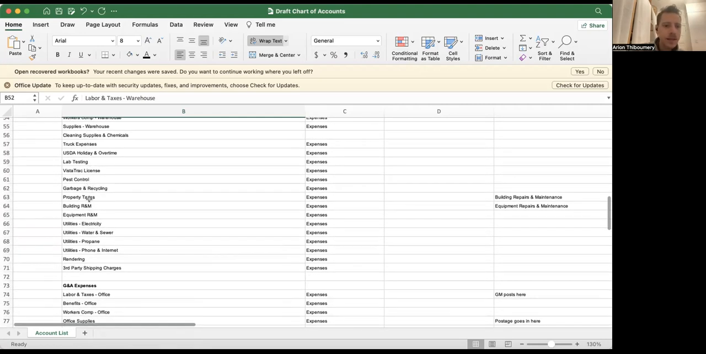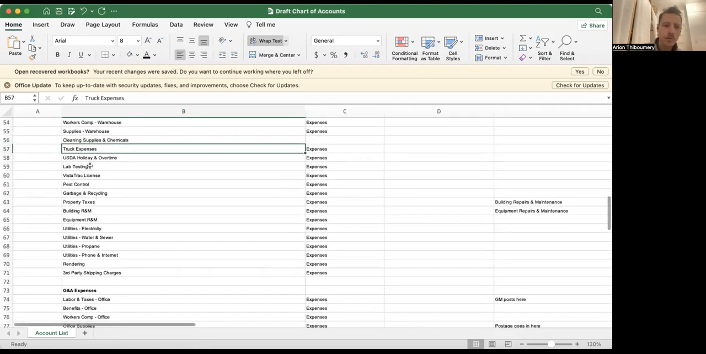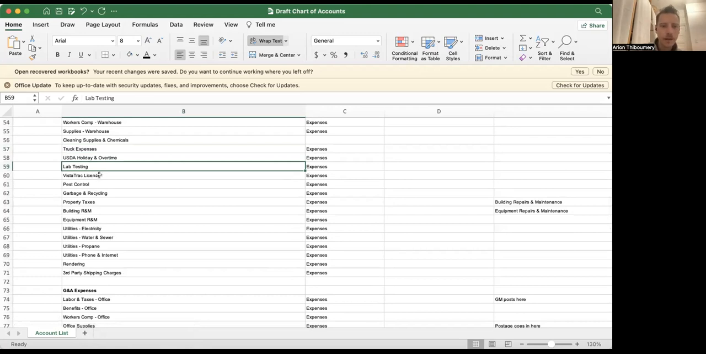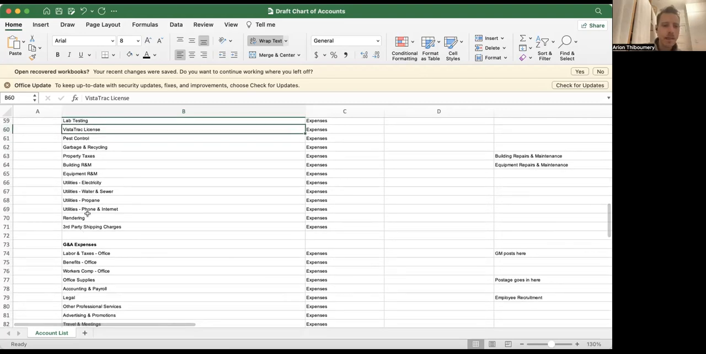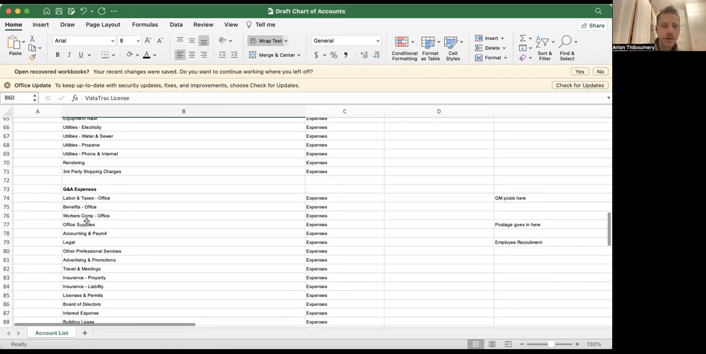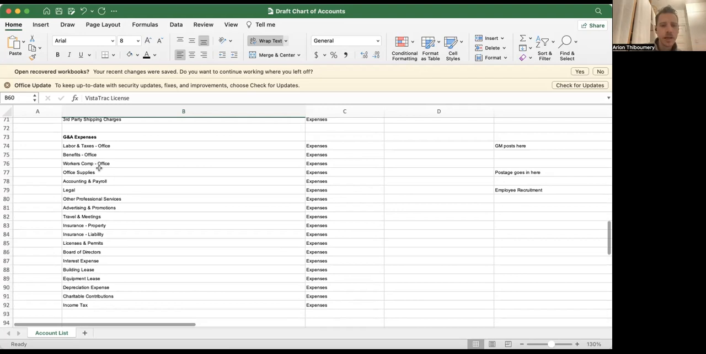Cleaning supplies. These are going to be very much up to you, what you want to do, what you want to keep track of. Do you have a truck? Do you not have a truck? Do you have lab testing expenses? Do you not have lab testing? Now, here's this VistaTrack like this. Maybe you have VistaTrack, maybe you don't. I find it's helpful to split out utilities like this. You have rendering expenses, third-party shipping charges, and then the G&A overhead.